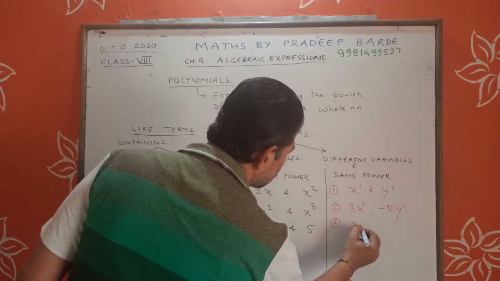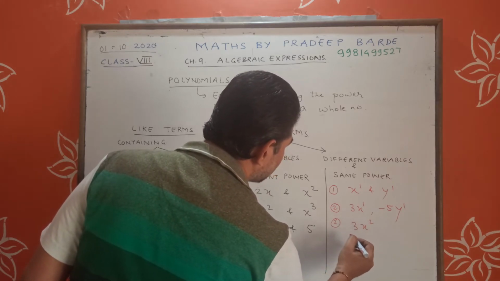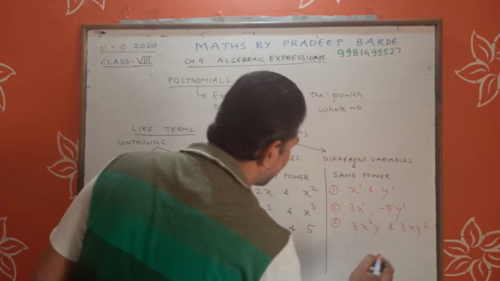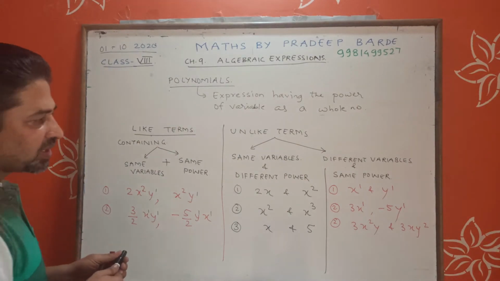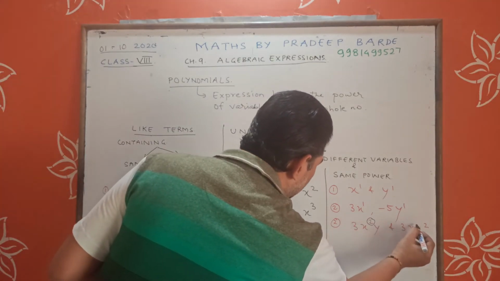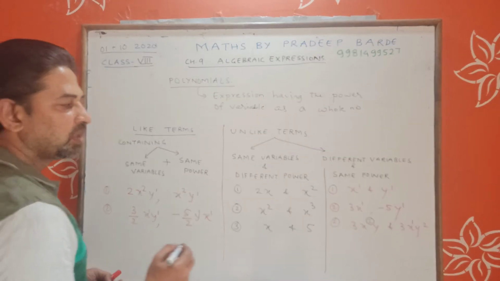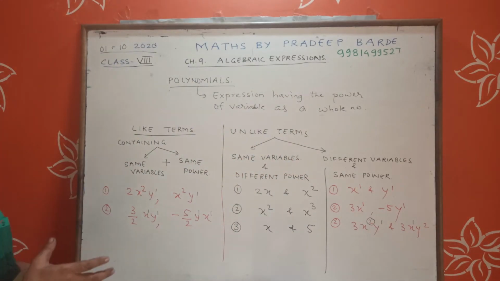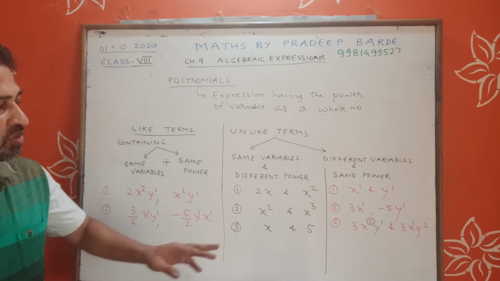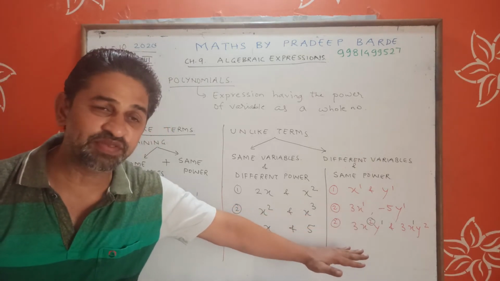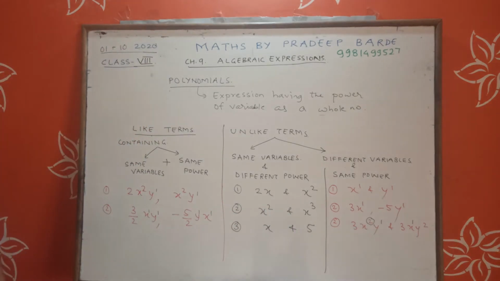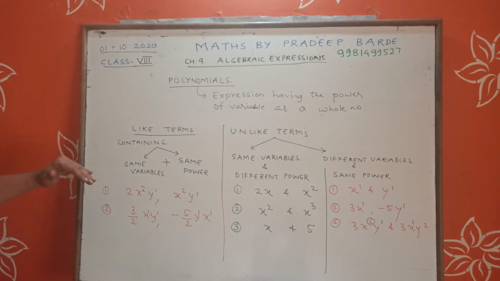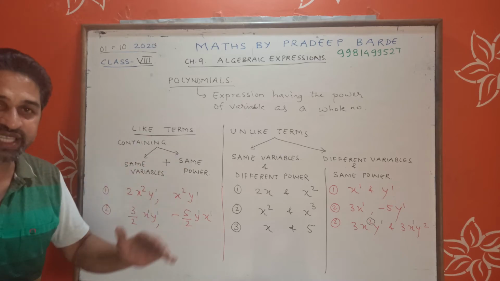Maybe 3x square y and 3xy square. Now here you see the power of x is 2, but in this the power of x is 1. Here the power of y is 1 and here the power of y is 2. So the powers of the variables are different. We are using the same variables, but the powers are different. So this type of terms are known as unlike terms. So like terms means those terms which contain the same variables with the same power.